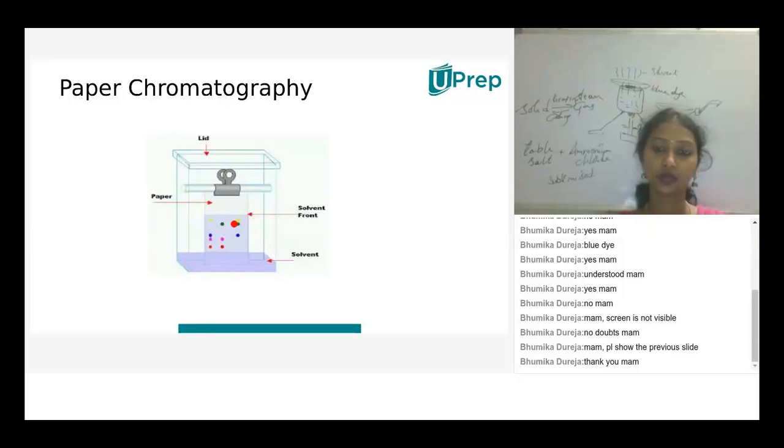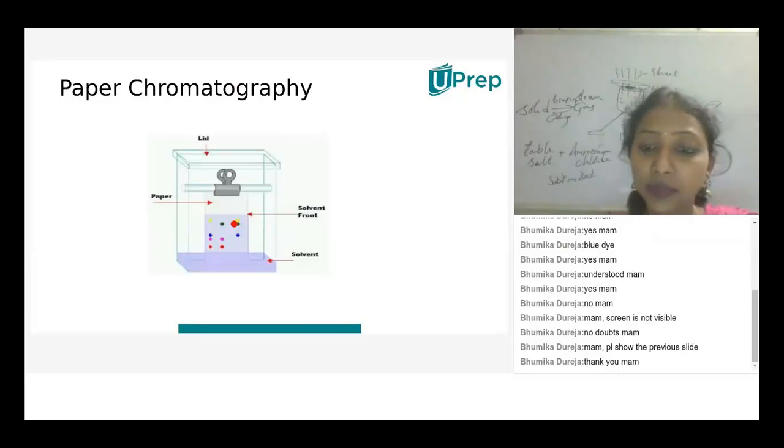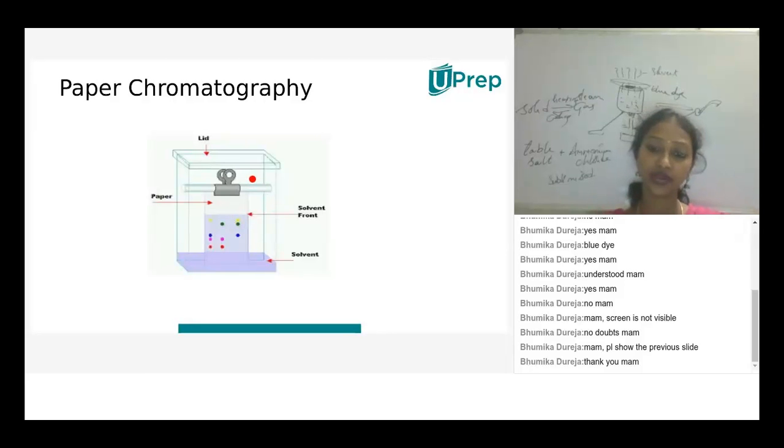So this is paper chromatography, where we take filter paper, especially using black ink. We feel that black ink consists of only black dye, but the black dye itself is a combination of many colors. To know what colors are present in that black dye, we use paper chromatography. This is the general setup. This is the laboratory technique.